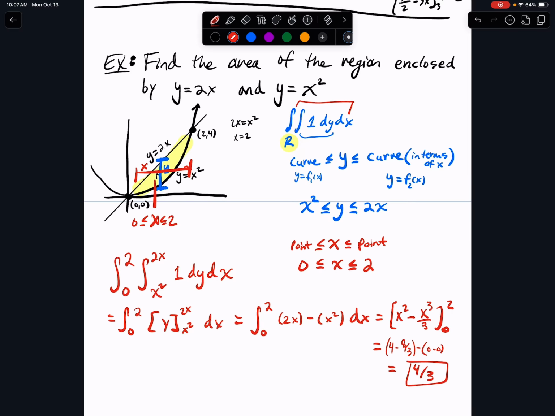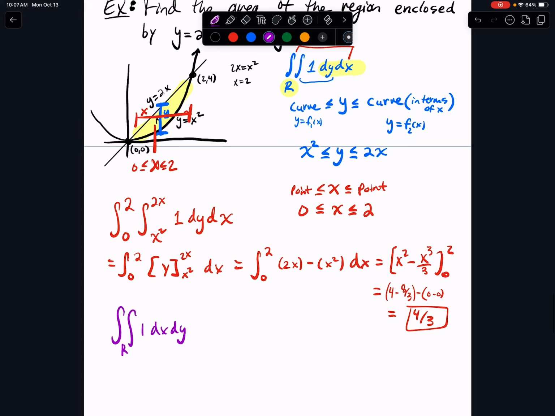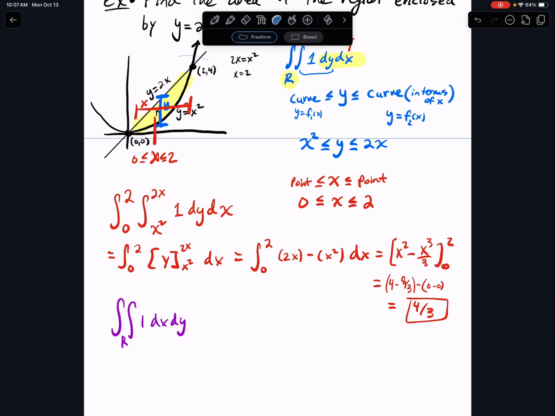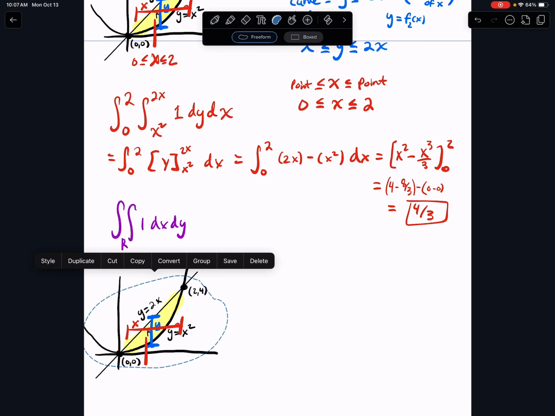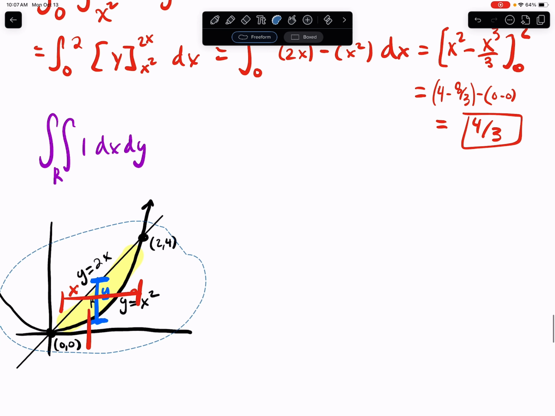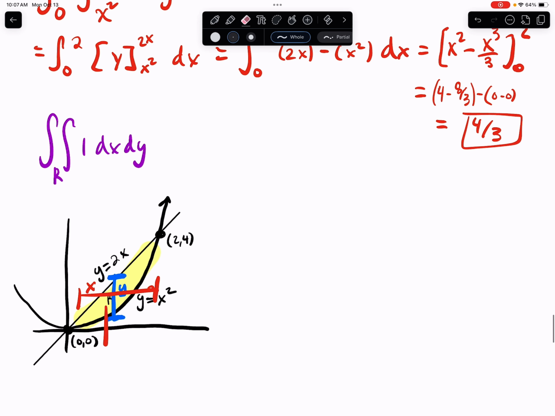All right. So now, instead of doing it with dy dx, let's try the integral over the region of dx dy. So let's take that same picture and bring it down here so we don't lose it. All right, let me clean this up a little bit.